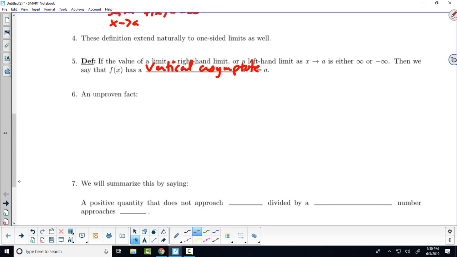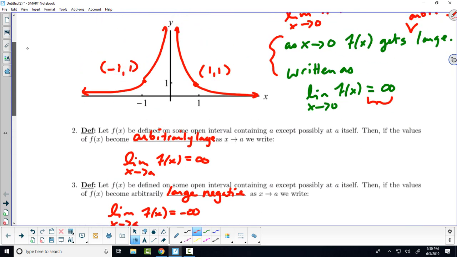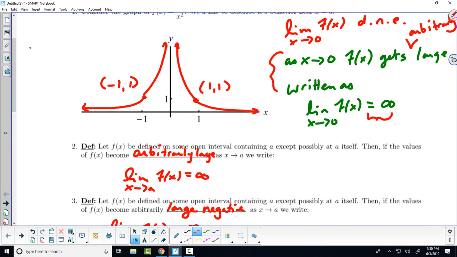Graphically, we've already learned what vertical asymptotes look like. You've encountered enough of these to say, oh yeah, I see there's a vertical asymptote here at x equals 0. But what justifies that? The fact that either the left, right, or two-sided limit came out to be infinity, arbitrarily large.